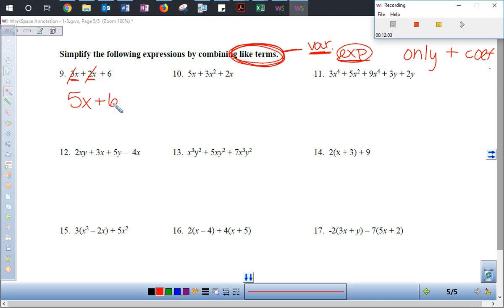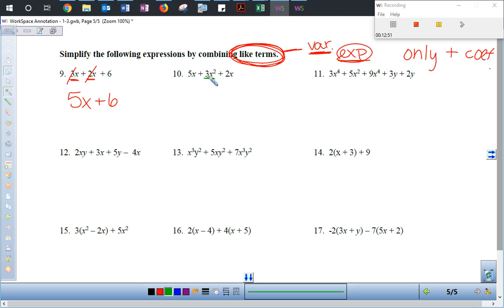So if I look at number 10, I have 5x plus 3x squared plus 2x. So to combine like terms, they have to have the exact same variable raised to the exact same exponent. Now, I personally like to start by looking for the highest exponent that I see. So I have a 5x to the first, a 3x to the second, and a 2x to the first. So for me, this x squared is the highest exponent that I see. So I want to work with that first.